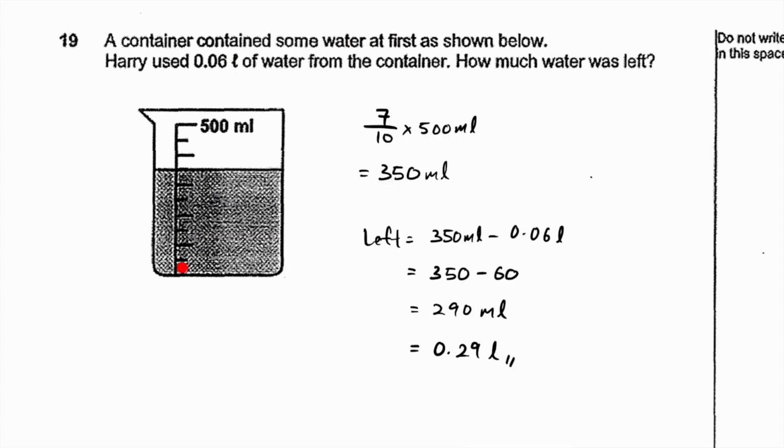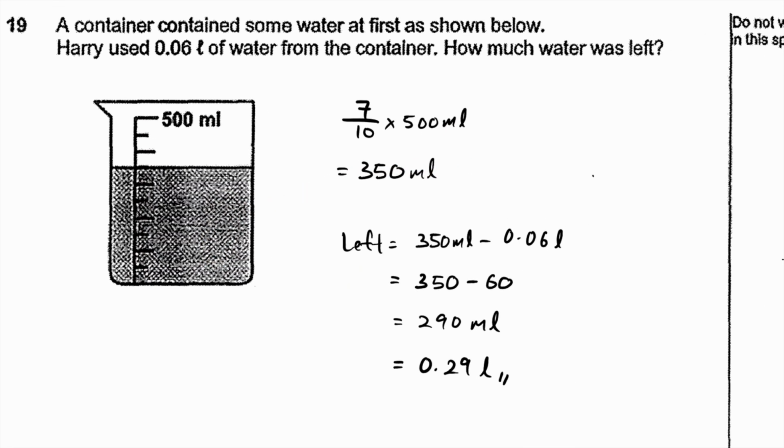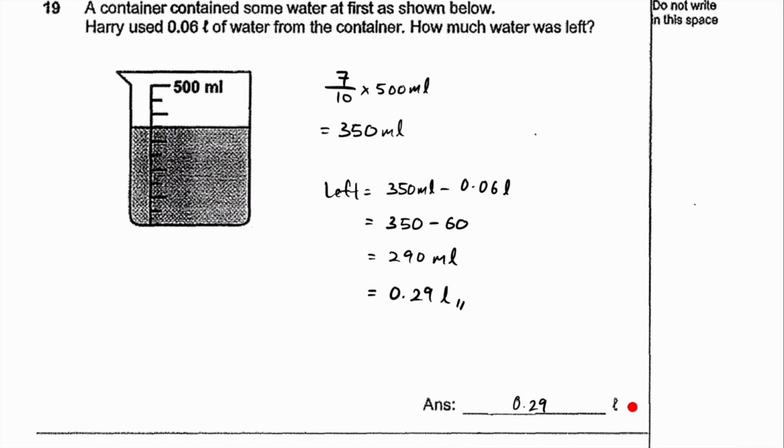So we've got 1, 2, 3, 4, 5, 6, 7 out of 10 of this 500 ml. What I did was to basically count the spaces. So 10 units is 500. What's 7 of that? That's 350 at first. I'm going to subtract 0.06 liters, which basically means subtract 60. So the answer is 290 ml. Since the question is asking us for liters, convert this to liters, which is 0.29.